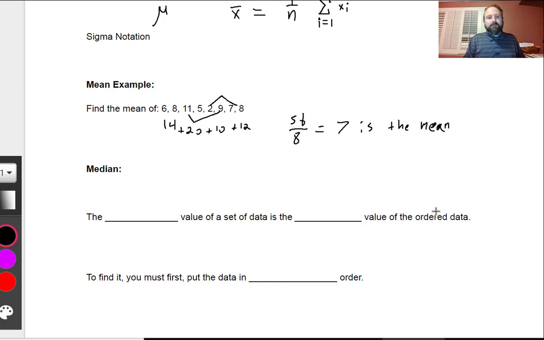Next one, median. The median value of a set of data is the middle value of the ordered data. To find it, you must first put the data in numerical order. Otherwise you can't find the middle. I mean, you could do it, but it'd be a little bit harder. Let's go on.